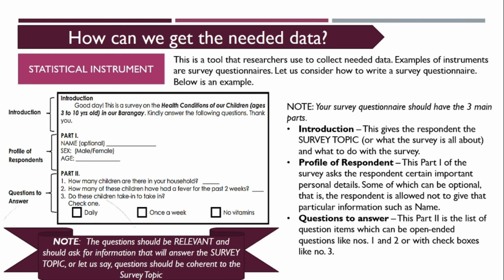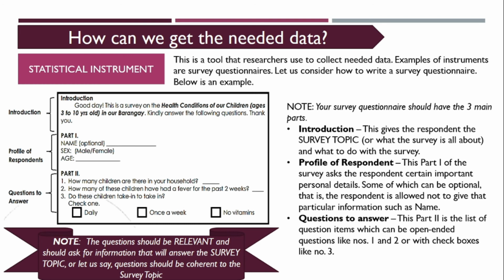So, ibig sabihin yung mga tanong nyo daw sa part 2, dapat related siya sa introduction nyo. Baka yung introduction nyo ay pinakilala nyo yung survey questionnaire na to tungkol sa gusto nyong malaman kung ilan ang gusto magpabakuna sa barangay nyo. Tapos ang mga tanong nyo sa part 2 ay walang kinalaman kung gusto ba nila magpabakuna. Baka yung mga tanong nyo ay ilan ang anak mo, kung saan ka nakatira, di ba? Kung saang bansa pupunta, kung kailan ka umuwi, okay? So, wala siyang kinalaman kung gusto mo bang magpabakuna. So, that's the important note na the question should be coherent to the survey topic.